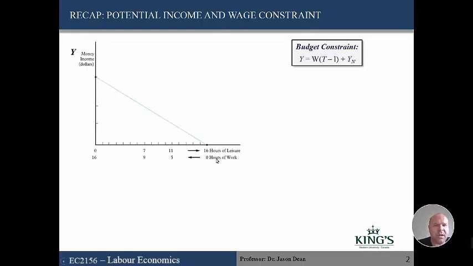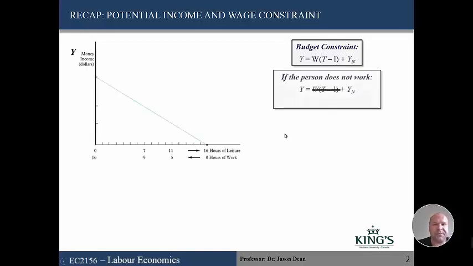And notice here that we have hours of work just underneath. So again, hours of work is just this T, which is the total discretionary time, minus the hours of leisure. So this is showing you how many hours worked. And of course, if someone takes 11 hours of leisure, then they're going to be working 5 hours. So these have to sum up to total discretionary time, which is equal to 16.